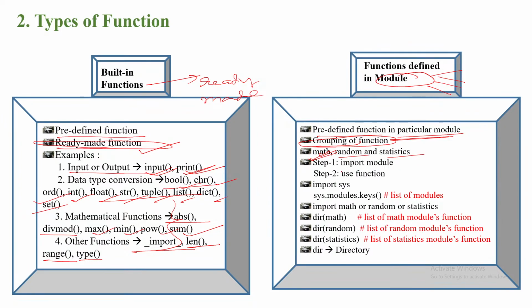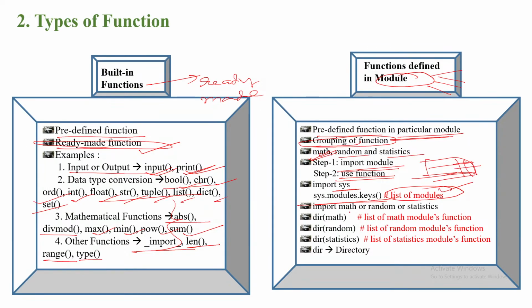Now, how will you use these functions? First import the module name, then afterwards use the functions. For example, you want to see the list of modules of Python. At that time you will write import sys, sys for system. Then in the next line, sys.modules.keys. Then you will get the list of modules; all the modules in Python will be displayed here.